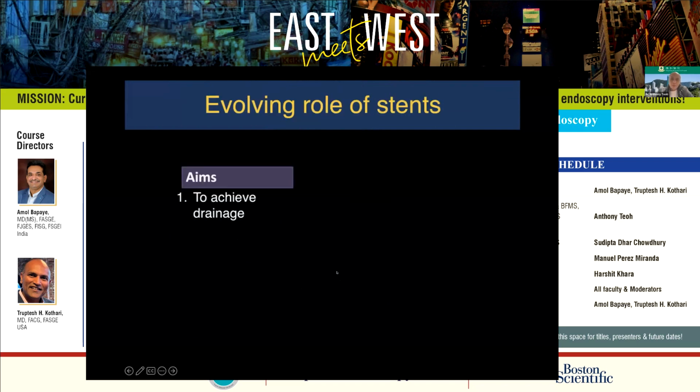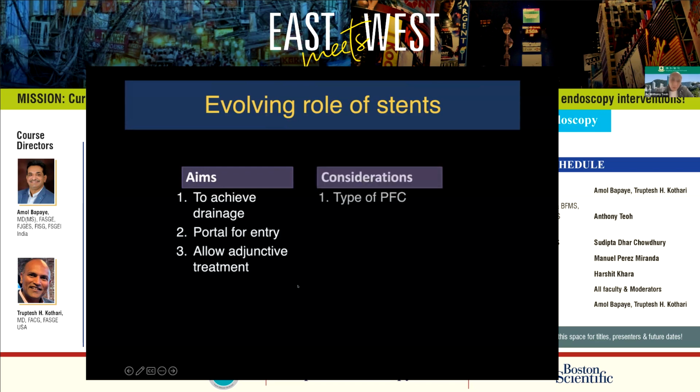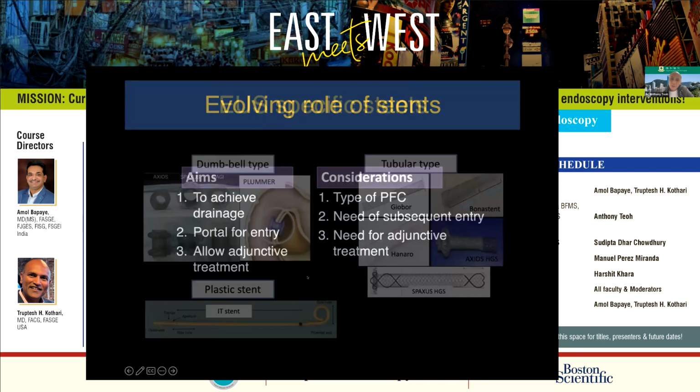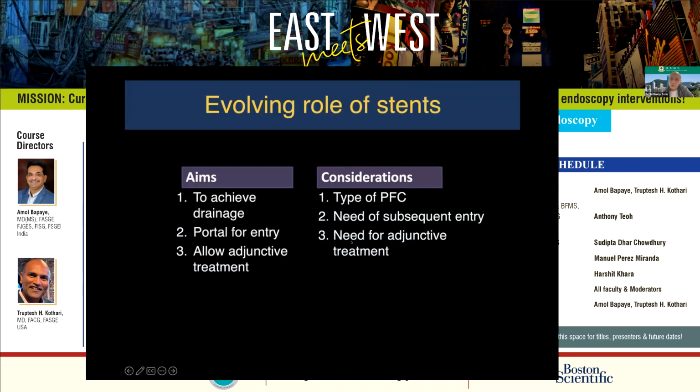Apart from drainage, the role of stents is also evolving. It acts as a portal for entry. It allows us to go into organs that we've never been able to get into and perform adjunctive treatment. And of course, we need to consider the indications, the need for reintervention, and also adjuvant treatment.